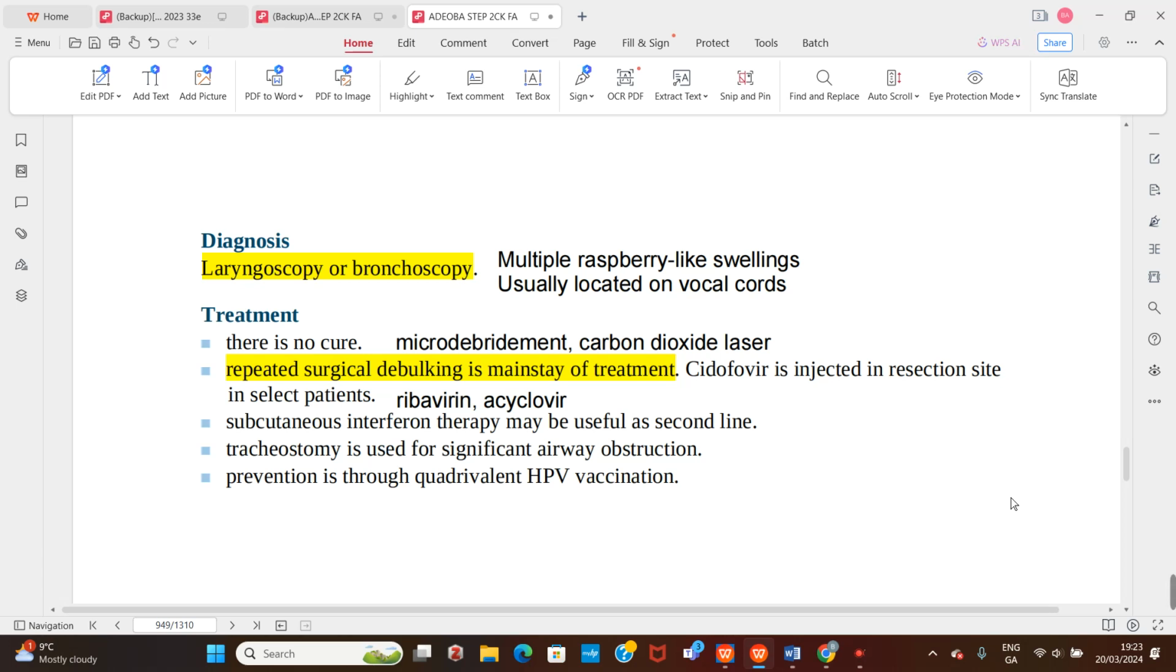If there's significant airway obstruction, the person's already having mad stridor at rest, very difficult to breathe, you can do a tracheostomy. You prevent this by giving quadrivalent HPV vaccine, particularly against the serotypes 6 and 11.